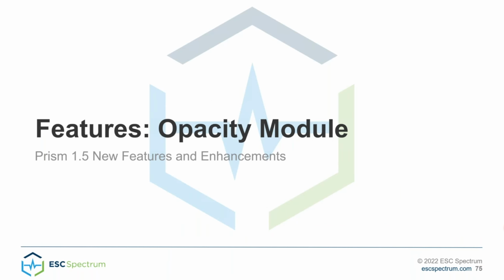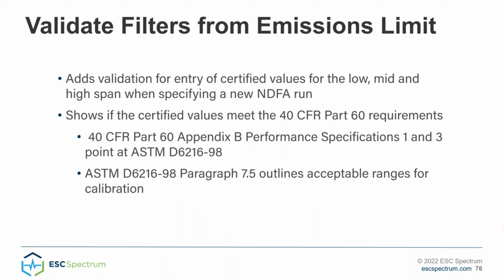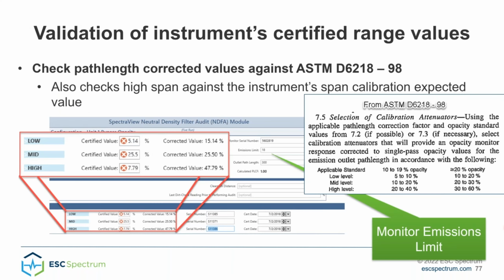So that's the data editor, the opacity module. We do now validate filters based off the opacity's emissions limit that you enter in the module. So here's the rules for those here, the low, mid, and high spans. When specifying a new run must reach a certain concentration, not concentration, but filter requirement values. And here's kind of what that looks like in the opacity module. You can see our low, mid filter values. We enter those in here. When they're corrected, these corrected values didn't meet our expected range based off of our emissions limit for this particular installation. So you'll see a little validation errors here, which you can correct.